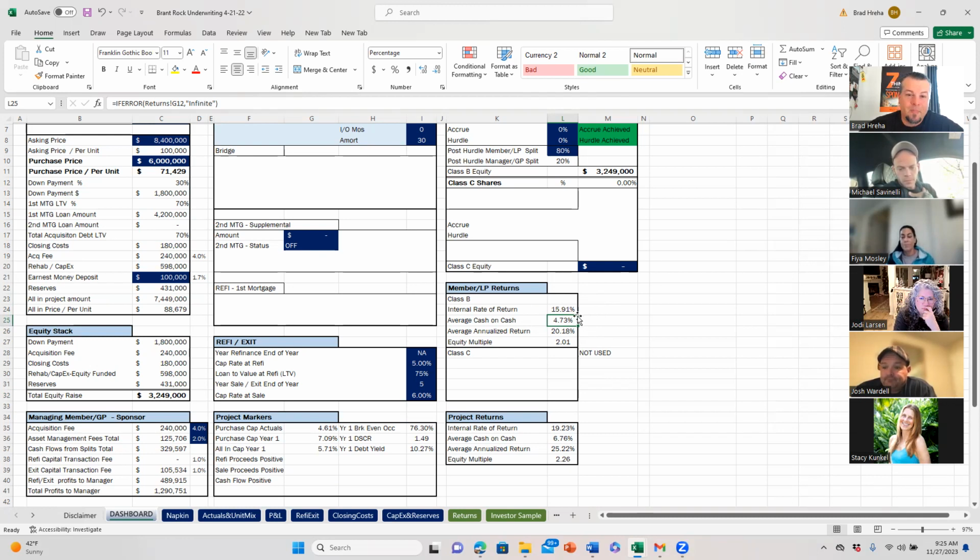So if you can get that up into the 5s, you could probably sell it to your investors. That's a great number right there. 20% annualized return and a 2x multiple. Great numbers. Those are deals all day long. I did have a 4% acquisition fee in here. We could change that to a 3. Helps a little bit.